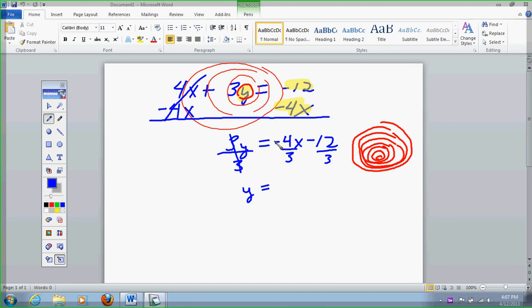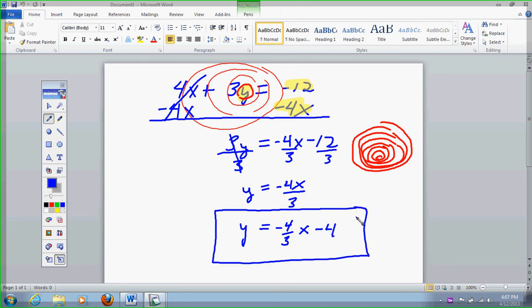So this just becomes negative 4x over 3, which can also be written as negative 4 over 3 times x. Okay, this is the same thing. And you're probably going to see this more often than this, but get used to seeing both, okay? And then minus 12 divided by 3 is minus 4, and so this is your answer. That is the equation solved for y, okay?